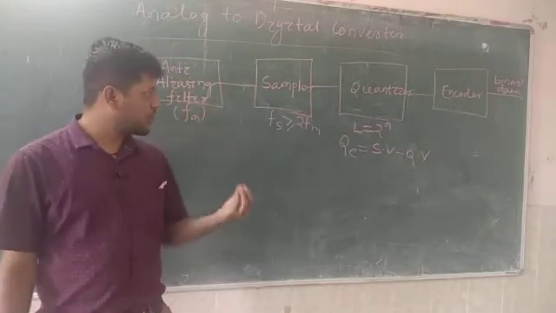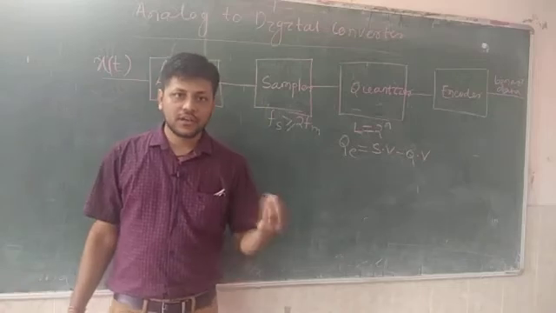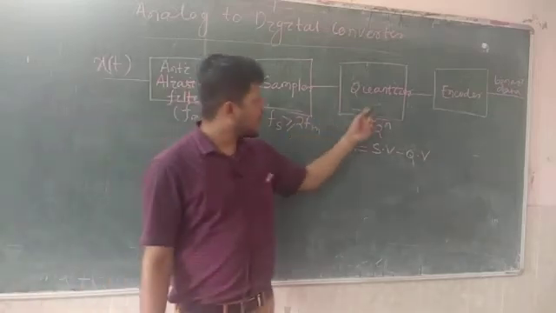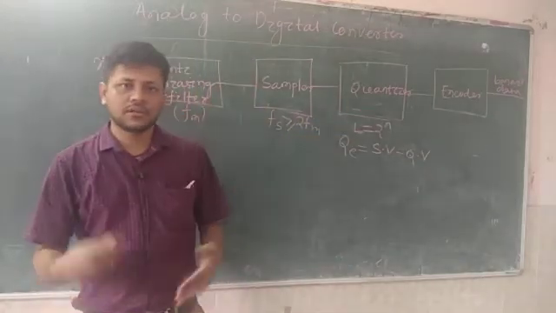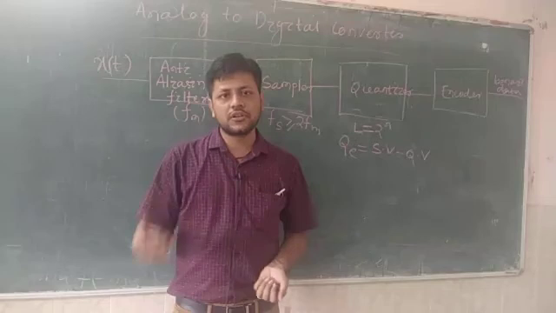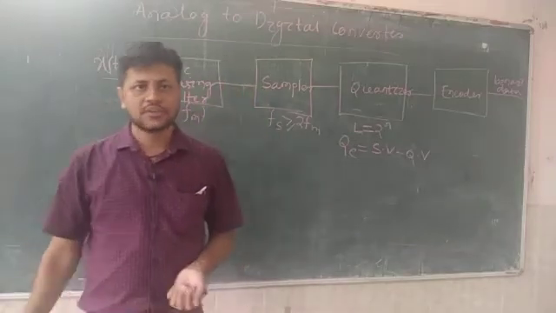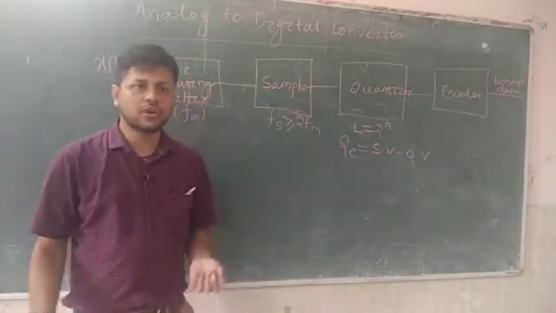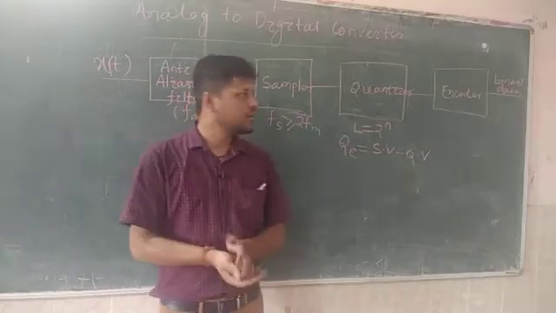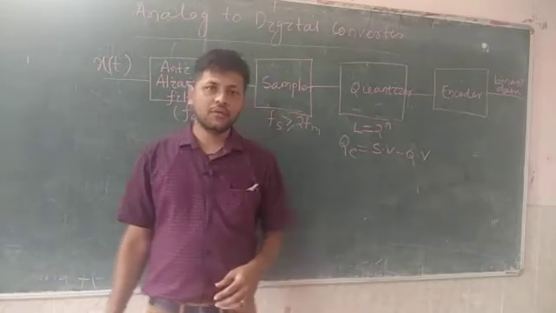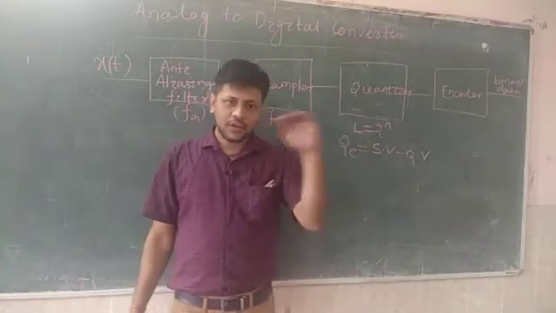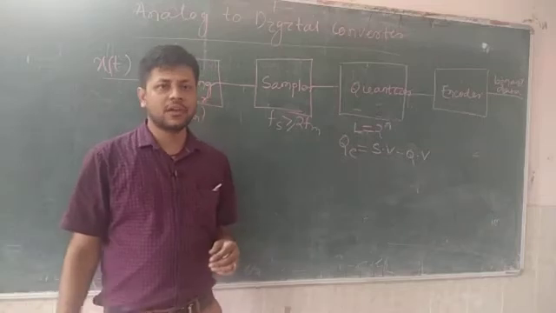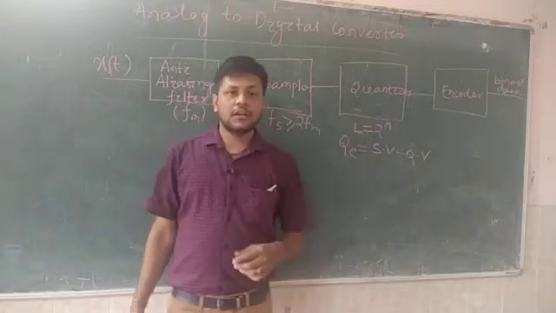If they ask you a question on how to find the Nyquist rate, then we need a sampler. What does the sampler do? The sampler converts the continuous time signal to a discrete time signal, but the amplitude remains continuous. So in order to discretize the amplitude, we need a quantizer, where we have a predefined quantization voltage level, that is L.